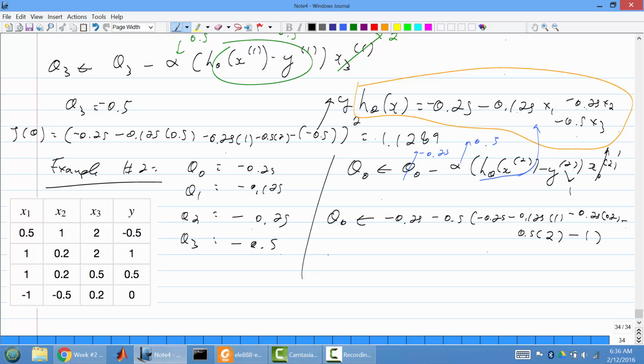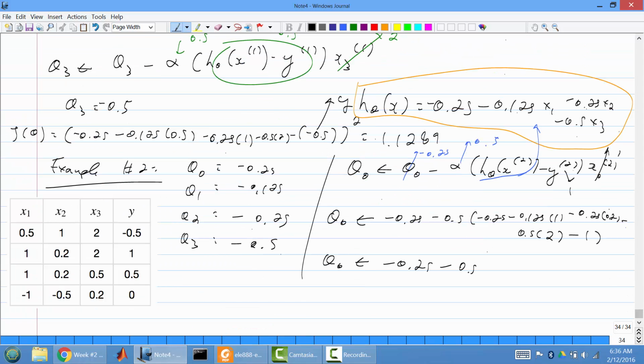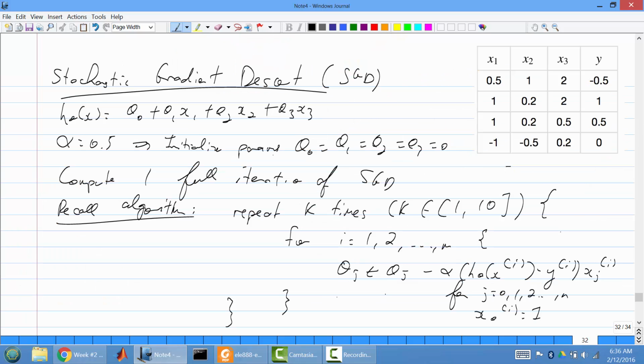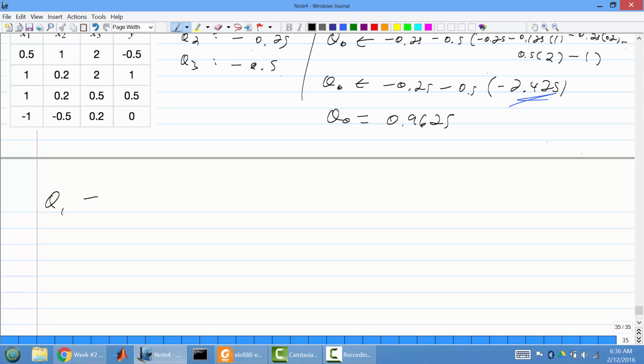Okay, so in this case, we have minus 0.5, and then this is minus 2.425. And this guy here is going to be constant for the rest of the updates for this particular training example. So we're going to remember this, and then finally we get equals 0.9625. Okay. Now let's do the next update.